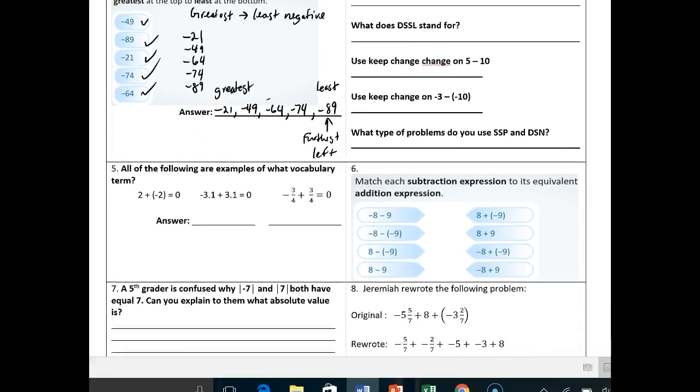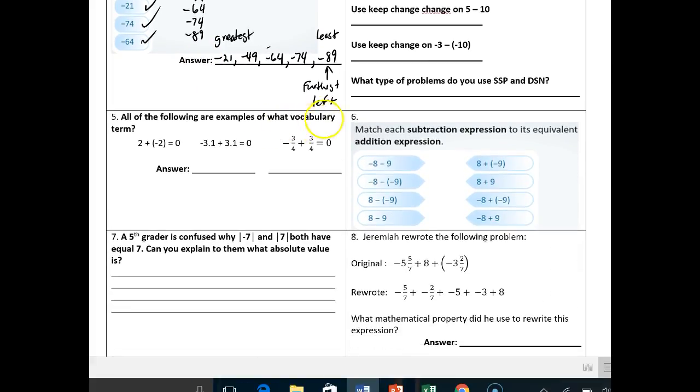Number 5, all the following are examples of what vocabulary term? 2 plus negative 2 equals 0. Negative 3.1 plus 3.1 equals 0. Negative 3/4 plus 3/4 equals 0. The vocabulary term I would highly recommend that you commit to memory is additive inverse. The additive inverse of a number always equals 0. Something like negative 5 plus 5 equals 0, right? The additive inverse, 2 opposites added together equals 0.